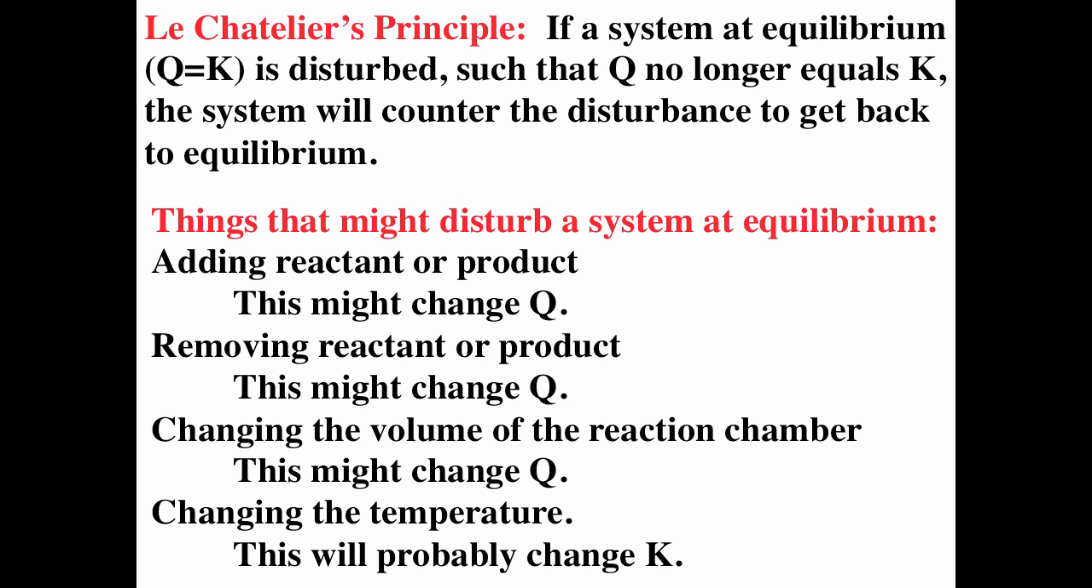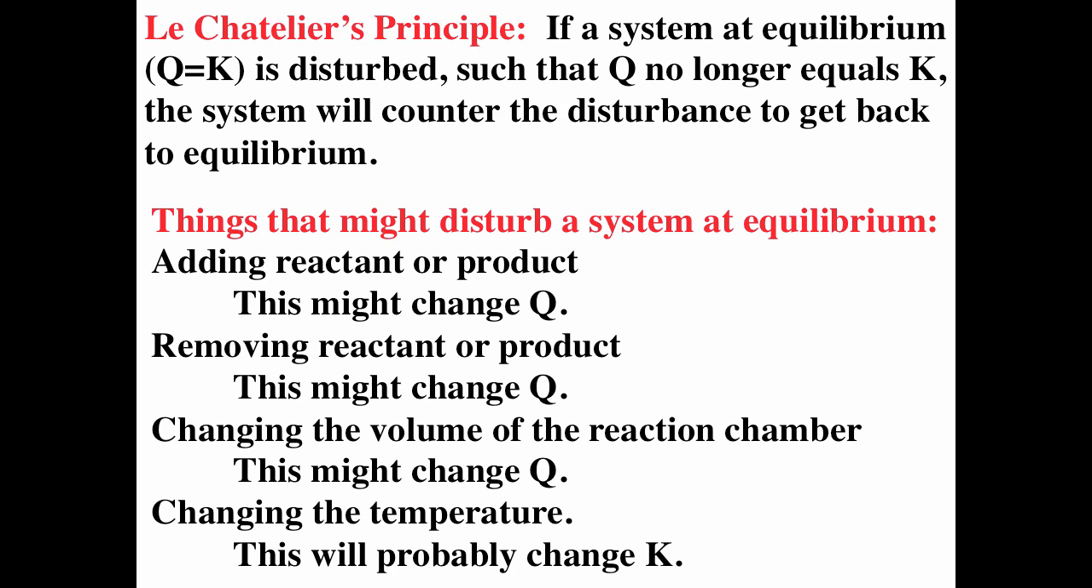Now you've got to remember that because pure solids and pure liquids do not go into the reaction quotient or equilibrium constant, sometimes adding or removing a reactant or product will not change Q. Sometimes changing the volume will not change Q. And so if Q and K stay the same, the system will not respond. Now, changing temperature does not change Q, but it does change K. Again, K is the equilibrium constant. It's a constant for a specific reaction at a specific temperature.